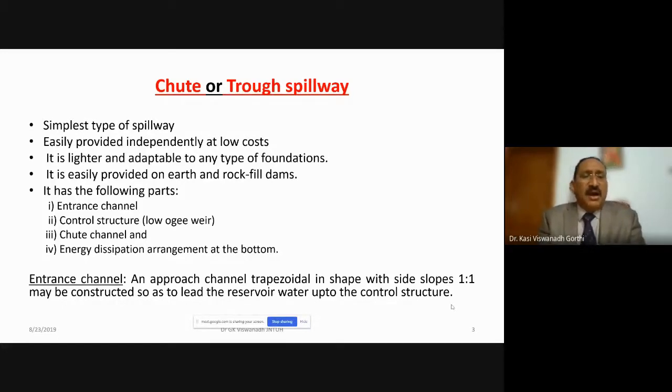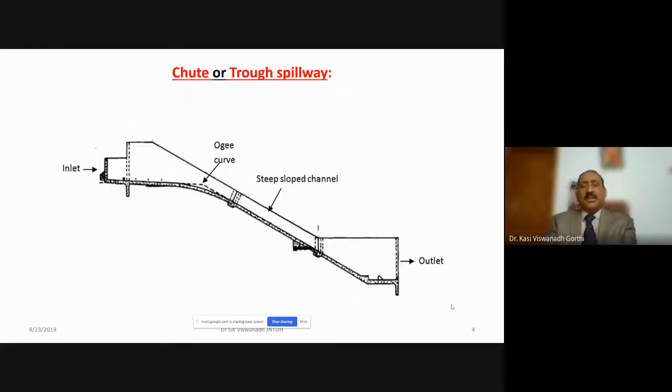and the various parts that are there for a trough spillway are entrance channel, control structure, chute channel, and energy dissipation arrangement, which is provided at the bottom. Entrance channel is the approach channel, which is trapezoidal in shape. Side slopes may be 1:1, and this is constructed so as to lead the reservoir water up to the control structure. From the reservoir to the control structure, this entrance channel will be taking care.